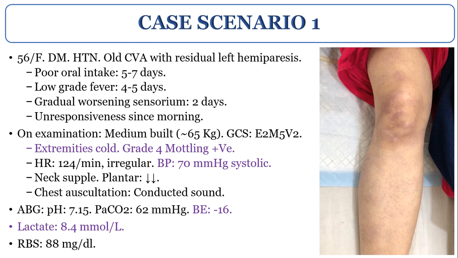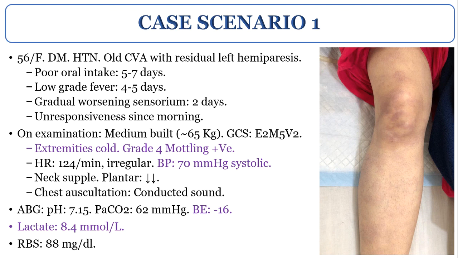Heart rate is 124, BP is 70 millimeter mercury, and that is systolic. You are only getting the systolic, the diastolic is not known. Abdomen is supple, plantars negative. We check this because the patient is unresponsive. Other system examination is not that bad. ABG showed a base excess of -16, lactate of 8.4, and RBS of 88. We need to do an RBS because the patient is unresponsive. So what do you think?